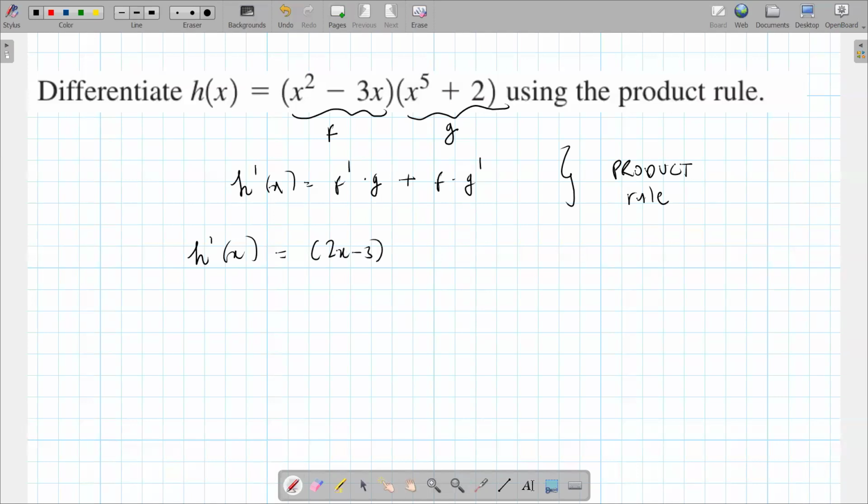So that's just f prime. And then you multiply with g, which is by itself. You don't need to change anything like that. So this is f prime, this is g. And then we go plus f by itself. f by itself is x squared minus 3x. What's g prime? 5x to the power 4. Yes. And there we go. That's the final answer. You can just leave it in this form. Usually people just leave it in this form. You can always FOIL it, right? But this is fine as well. So that's the product rule, okay?